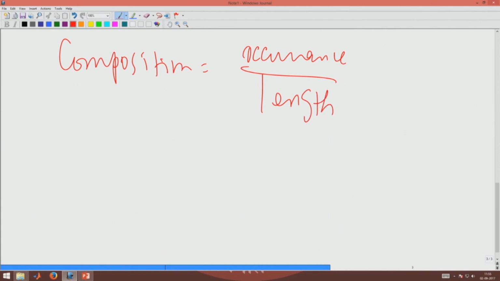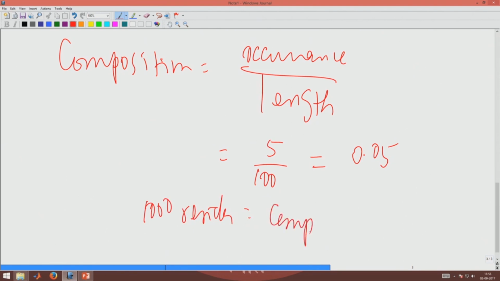In this case, if you have 100 residues, randomly distributed, what is the composition? This is 5 by 100, right, this equal to 0.05. For the second case, here 1000 residues, what is the composition for alanine? 50 by 1000, right, this equal to 0.05, right.